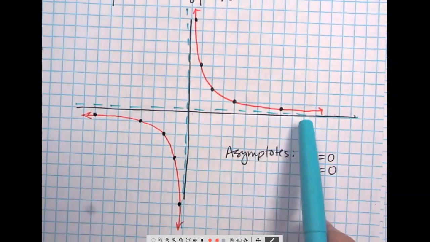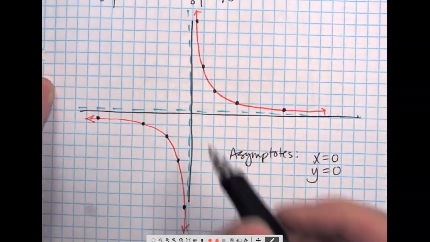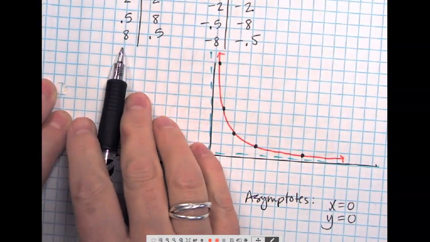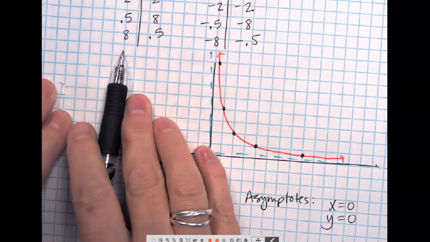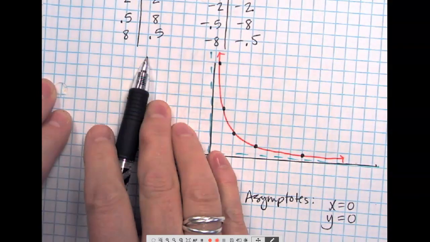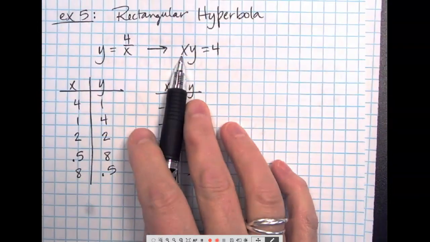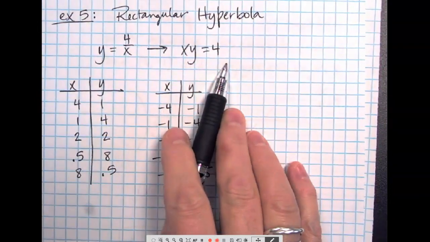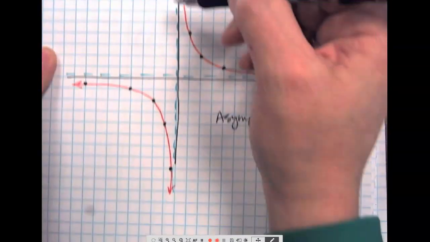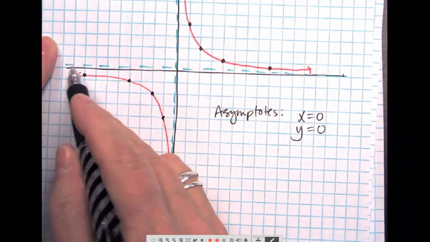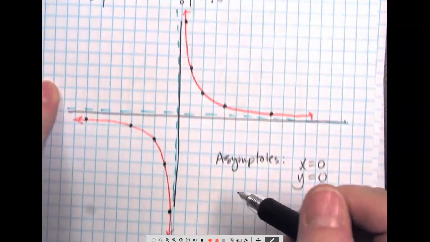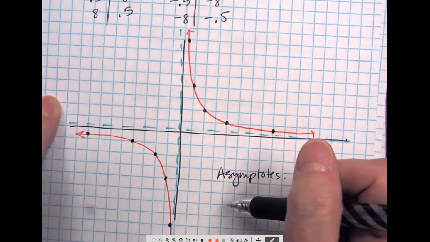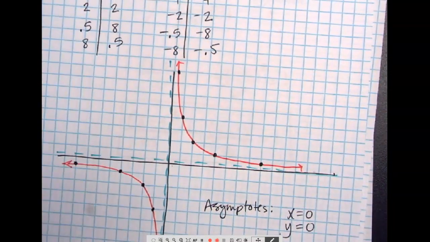Okay, so answer this for me and then we'll run to lunch. Could I let x be 0? Could I let y be 0? No, because if either of these is 0, the product will not be 4, right? And so that's another reason why we have these asymptotes. We just don't have a point where x is 0 and y is 0. It doesn't exist. Okay? All right, run to lunch and we'll finish up after lunch.